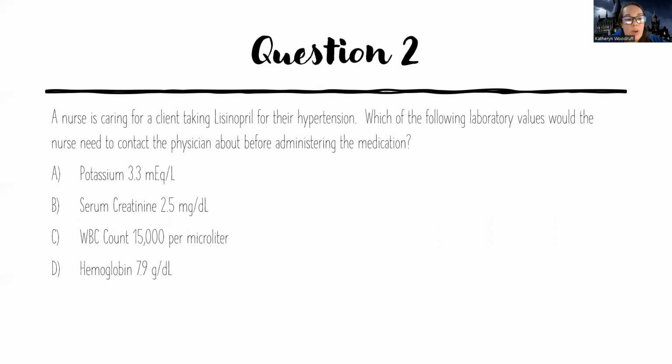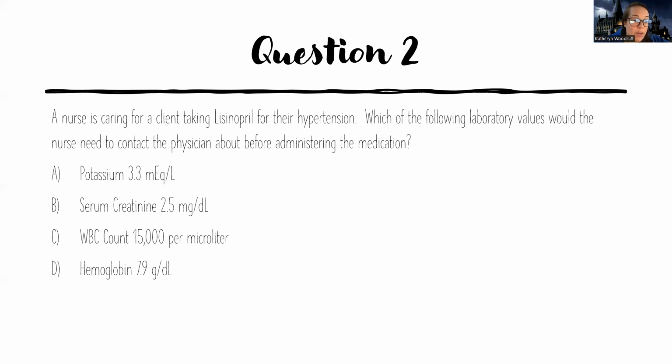So then I have C, the white blood cell count of 15,000. That's a sign of infection, or inflammation. So I have to think, does having infection or inflammation affect the ability for someone to take lisinopril? I don't think it does. I mean, they're probably going to need treatment for that, but I don't think it affects their need for their hypertension medication, or that it's unsafe to give.